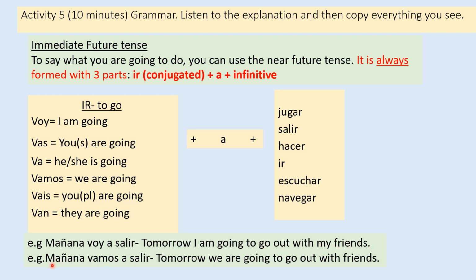So remember, if we're talking about other people and what they're going to do in the future, we need to change the conjugation of ir. Mañana, for example, vamos a salir, would be tomorrow we are going to go out with friends. Pause your video now and copy down everything that you can see.